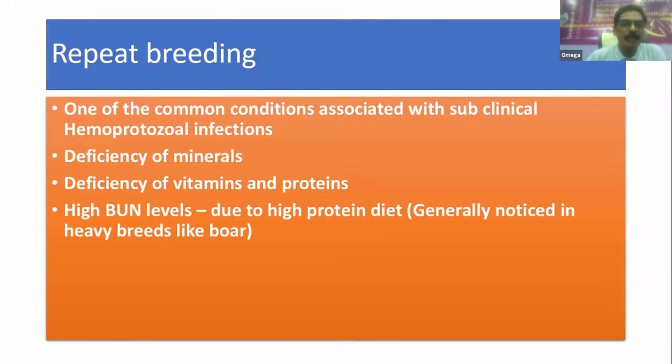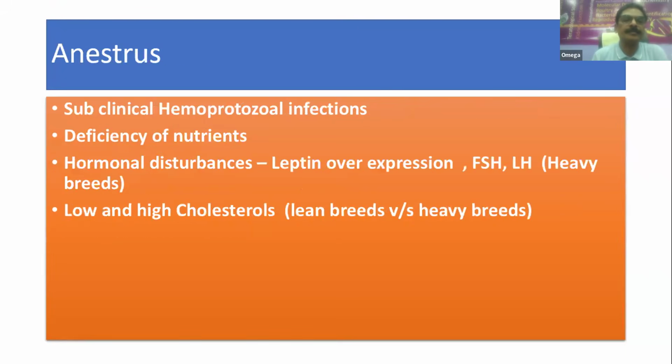Then high level of blood urea nitrogen. This is very commonly observed in the heavy breeds like Boer. Due to the high protein diet, most of their owners are giving a high protein diet, that leads to an increase in blood urea nitrogen levels, and that leads to repeat breeding or anestrus conditions in case of heavy breeders. Anestrus, again the same thing.